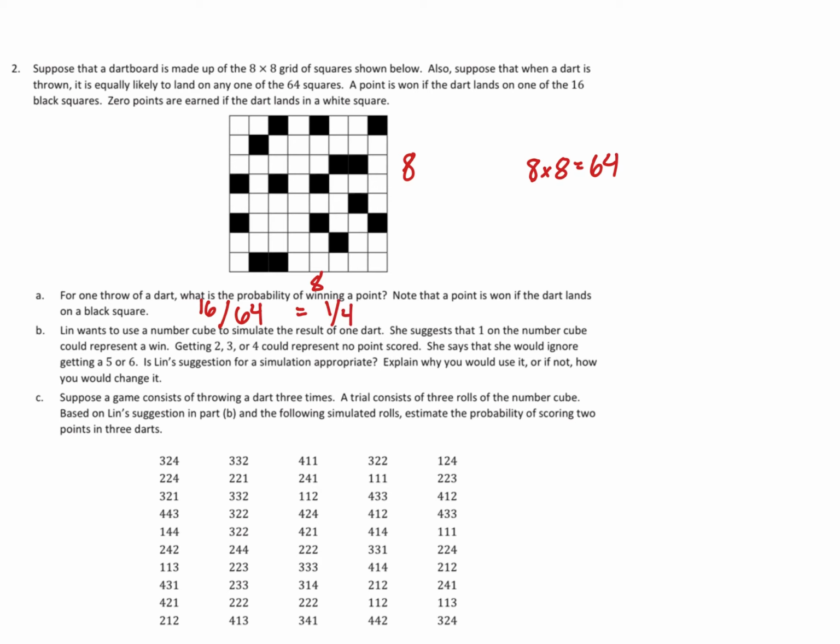B says Lynn wants to use a number cube to simulate the result of one dart. She suggests that a 1 on the number cube could represent a win. Getting a 2, 3, or 4 could represent no point scored. She says that she would ignore getting a 5 or 6. Is Lynn's suggestion for a simulation appropriate? Explain why you would use it, or if not, how you would change it.